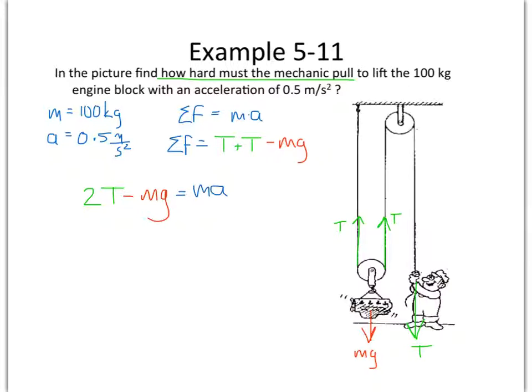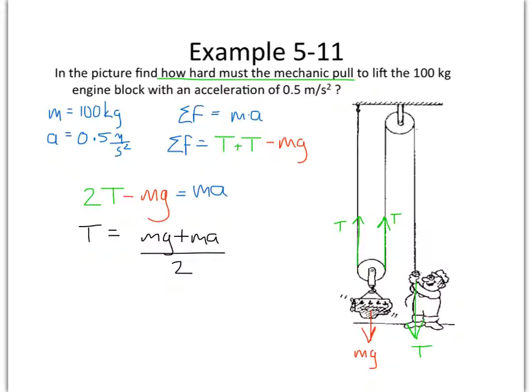I'm just going to stay with black for now. We're going to add the mg to the other side, so it's going to be mg plus mass times acceleration. Then we're going to divide the 2 down to the bottom as well. And then we have a statement for our tension, the tension that the mechanic has to apply.